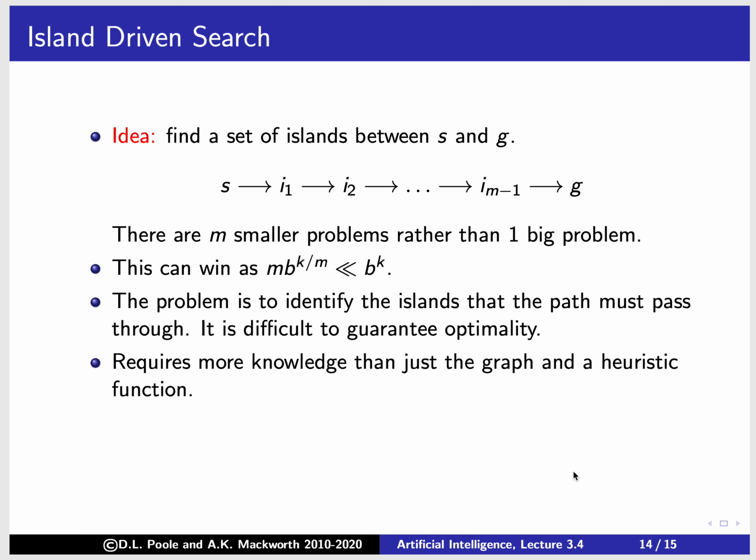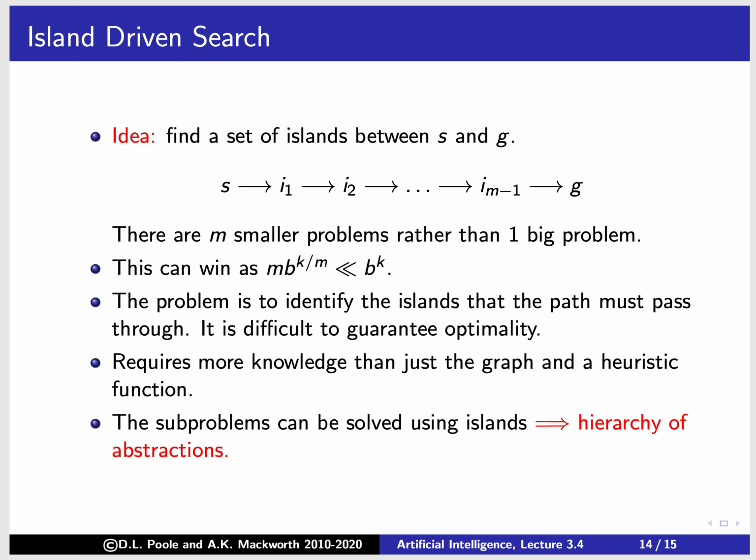And the problem with this is to identify the islands the path must pass through. This is difficult when we want to guarantee optimality. But often you have a robot that you know has to pass through particular doors. So instead of searching without knowing that, we can search from where it is now to a door and then from a door to somewhere else. Notice that this requires more knowledge than just the graph and a heuristic function. It also requires the knowledge of islands. But if we have that knowledge, we can exploit it efficiently.